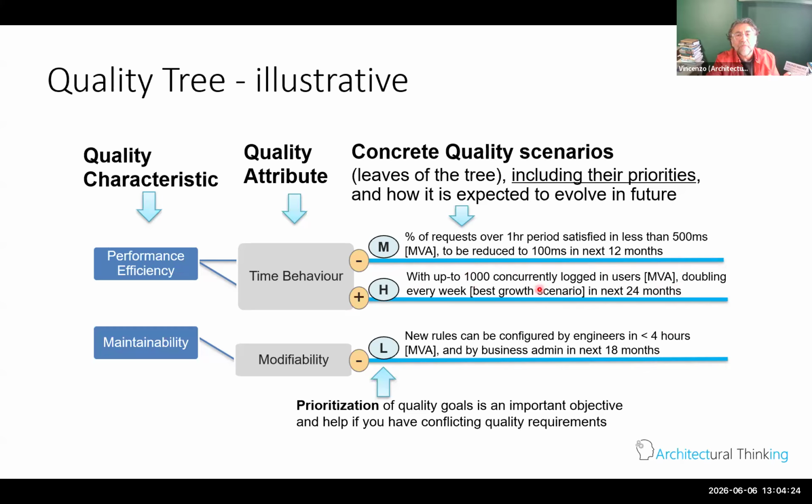However, I expect the number of users to double every week. That's my best growth scenario in the next 24 months. So immediately, this has the potential to shape my architecture in a certain way, because if I want that number to grow, then I know that I want an architecture that scales horizontally, for example, or vertically. But the point is, by going to this level of detail, it forces you to think about the architecture for day one, but also how it should evolve over time.